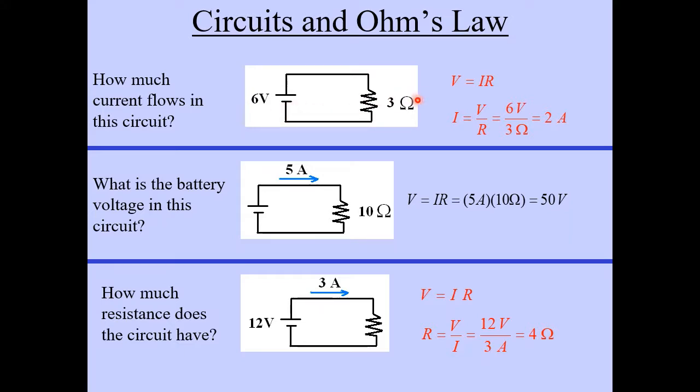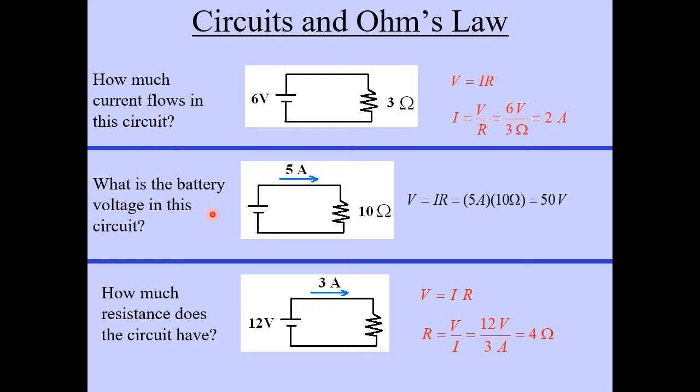So here's where we use Ohm's law. Since V is equal to IR, we need to solve for I. I is equal to V over R. V is 6 volts, R is 3 ohms. And as long as we're using volts and ohms, all we have to do is take 6 divided by 3, which is 2, and the units will be amps or amperes. So the answer is 2 amperes of current is flowing in the circuit.